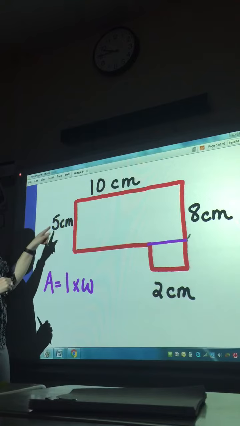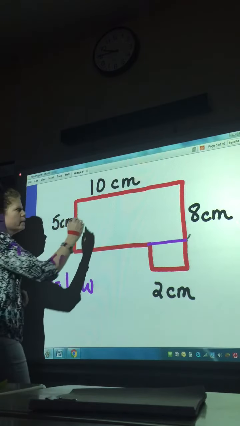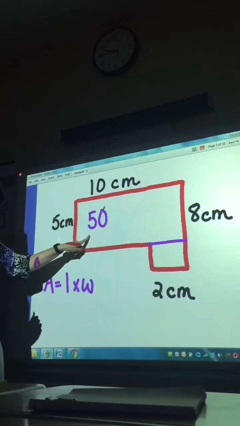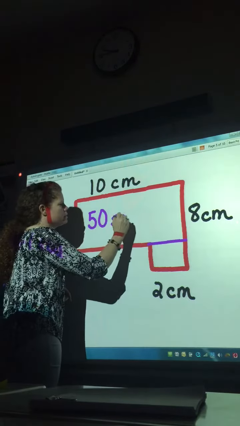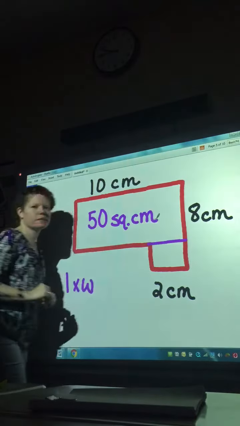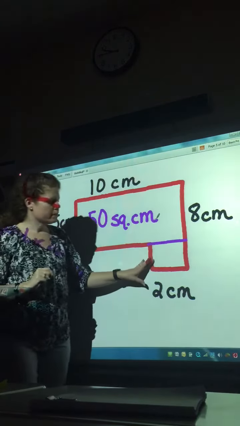When we multiply length times width, we multiply 5 times 10, and we get 50. So the area of this rectangle is 50 square centimeters. So that's the area of this one. That was pretty simple, wasn't it? Now let's look at this one down here.